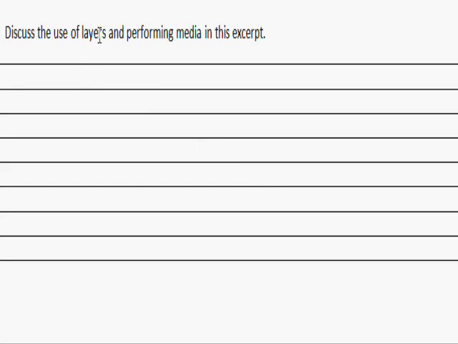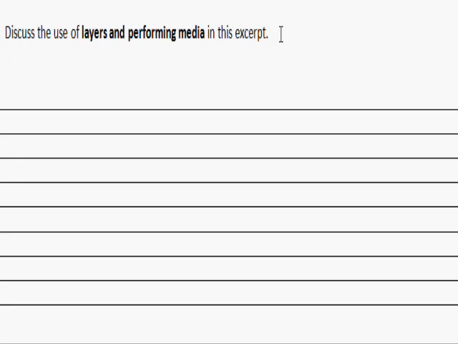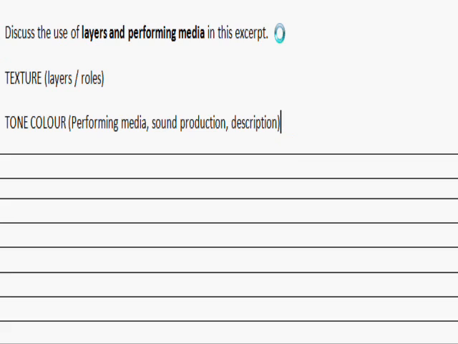Okay, we have a look at the question. It's asking for the use of layers and performing media. We need to figure out which concepts they're talking about. Layers is to do with texture, so you can talk about anything to do with texture, and performing media is generally to do with tone color. They're the two things they're asking for, but you need to be careful. So you write it down like this, make sure that you focus on those two concepts only.